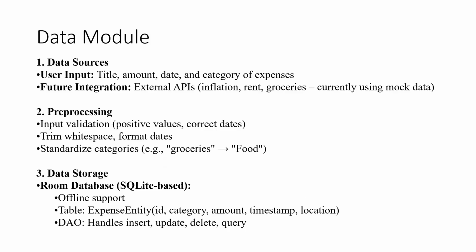The input goes through pre-processing where we validate data, making sure the values are positive, dates are formatted properly, and categories are standardized. For instance, if someone enters groceries, it's mapped to food. Now, our next step in the data module is data storage. For that, we are using the Room database, which is an SQLite based local database that supports offline access.